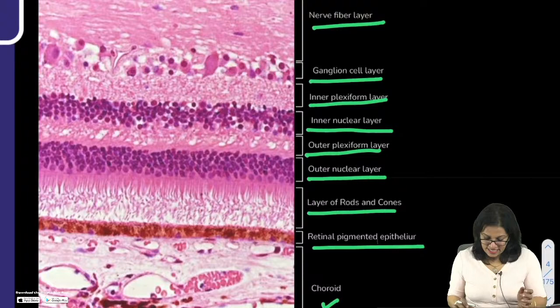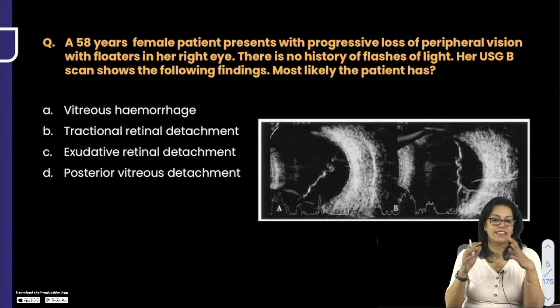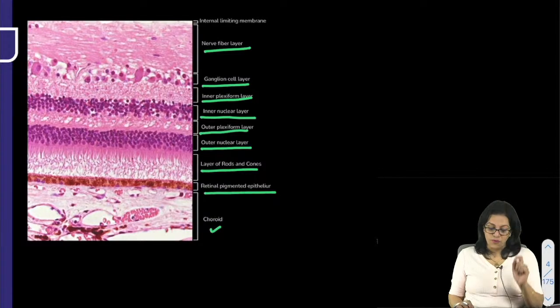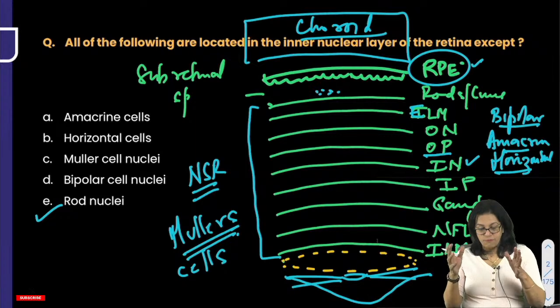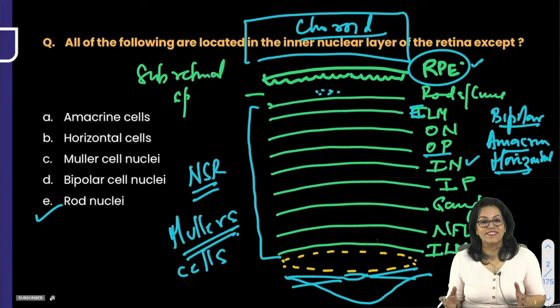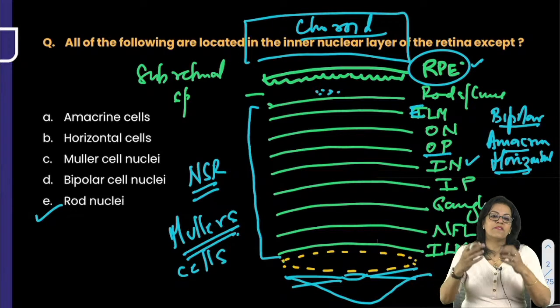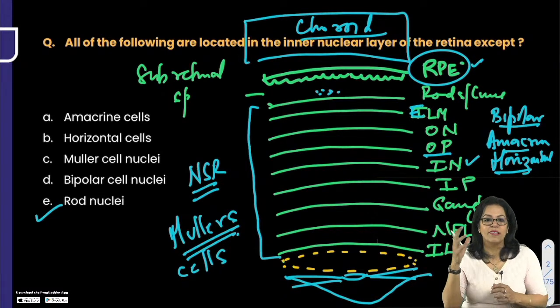Then we come to the next slide. What is the next question? Let's try to understand the next. Before I go to the next question, I'm not satisfied. Let me discuss a few more things that you should know when we are talking about the anatomy and the layers of the retina. Do you all know why you are getting different types of hemorrhages in the retina? Sometimes it is a dot and blot hemorrhage, sometimes it is a flame shaped hemorrhage.